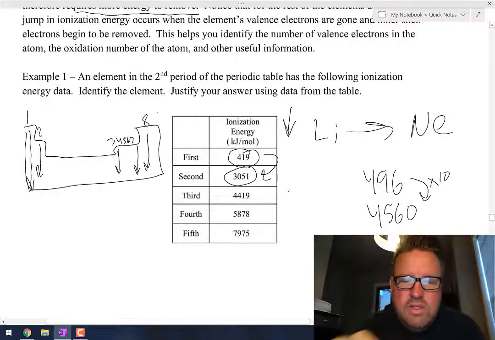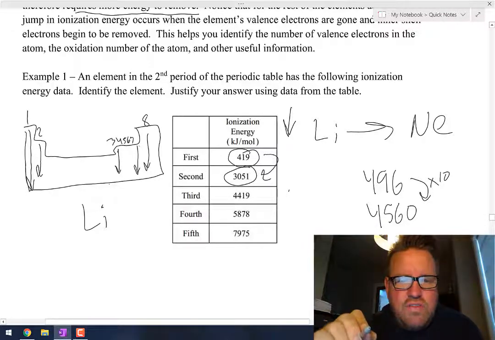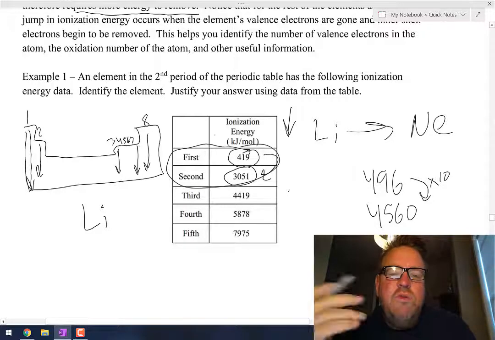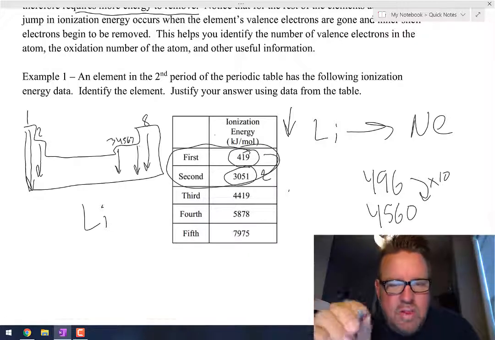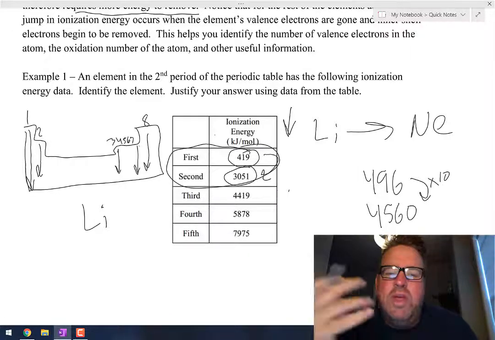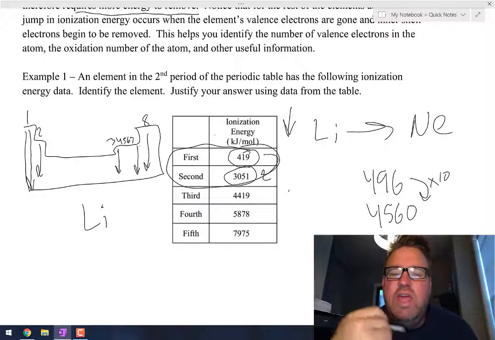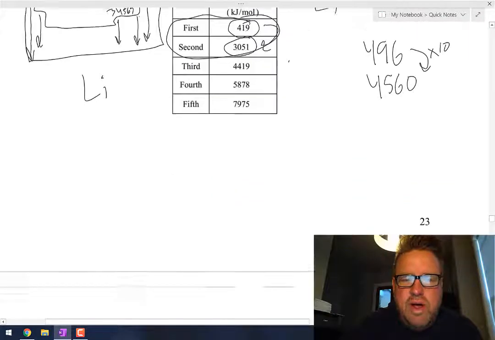So what element is it? It's lithium. Of course it is. And how do you justify that? Because you would just explain those two numbers right there. The low first ionization energy indicates that lithium has one valence electron, but then the big jump to the second ionization energy shows that there's just one valence electron, and that second ionization energy has to be an inner shell electron.